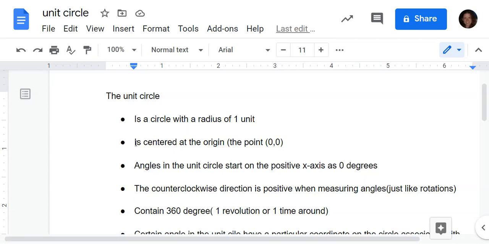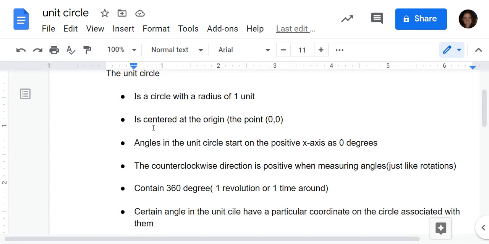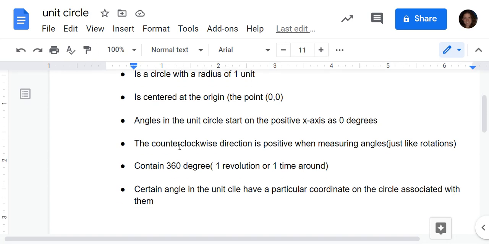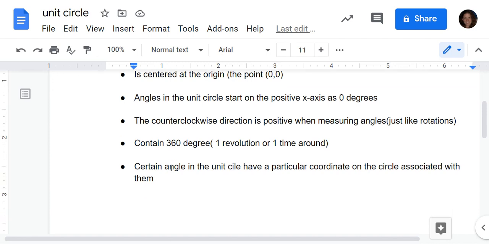About the unit circle. The unit circle is a circle with a radius of 1 unit. The center is the origin, the point 0, 0. Angles in the unit circle start on the positive x-axis as 0 degrees, and the counterclockwise direction is positive when measuring angles, just like rotations. The circle contains 360 degrees, or 1 revolution, or 1 time around, and certain angles in the unit circle have a particular coordinate on the circle associated with them.